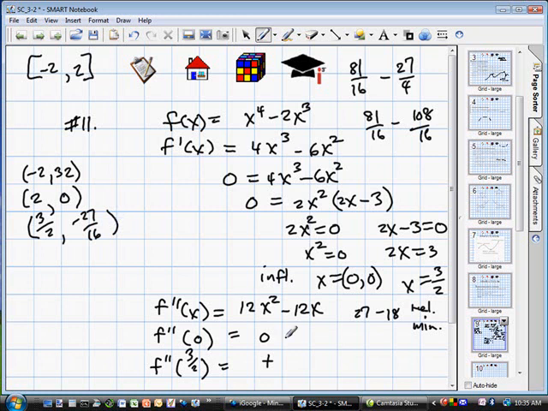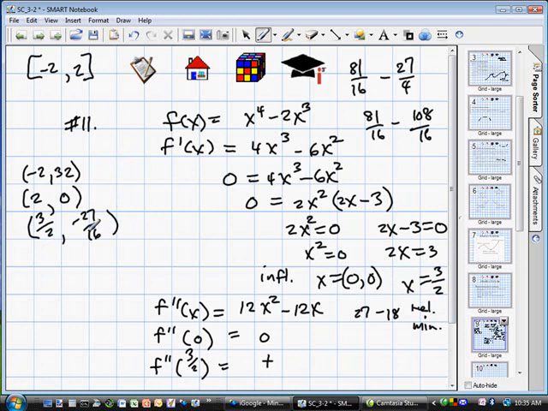Okay, now, which one is absolutely the highest? Obviously 32 wins. So what's the absolute max? It happens at x equals negative 2. What's the absolute min? This one. So this relative min also turned out to be the absolute min. By the way, this was not asked in the book, but it's a good way to show you what you would do if we asked for the absolute.